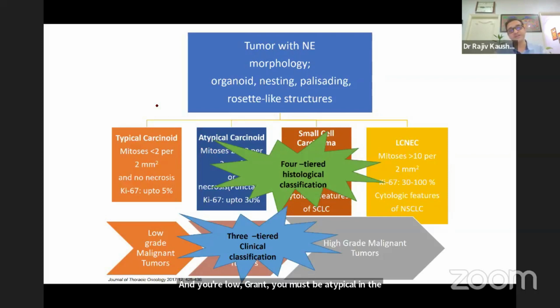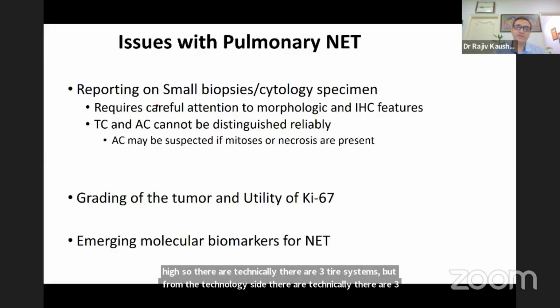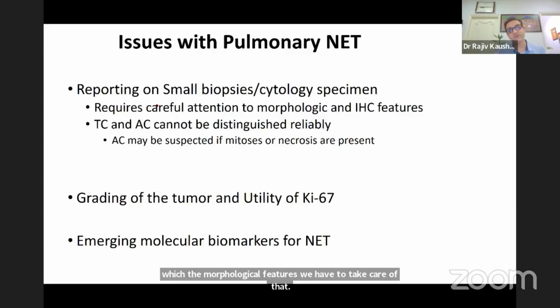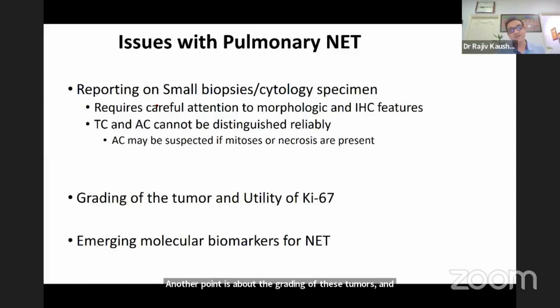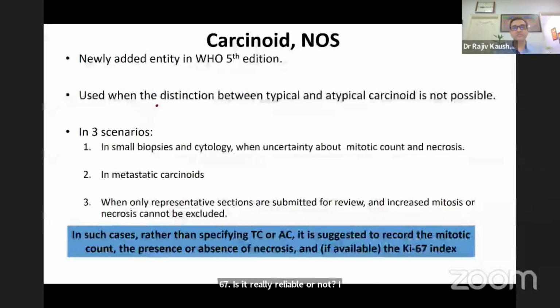So clinically there is a three-tier system, but from the pathology side there is a four-tier system. When we deal with these tumors in routine diagnosis, these are the common problems we face. The important one is to distinguish between typical and atypical carcinoid, for which we have to take care of the morphological features. Another point is about the grading of these tumors and the utility of Ki-67. Is it really reliable or not? I'll just quickly touch upon a few of the points.